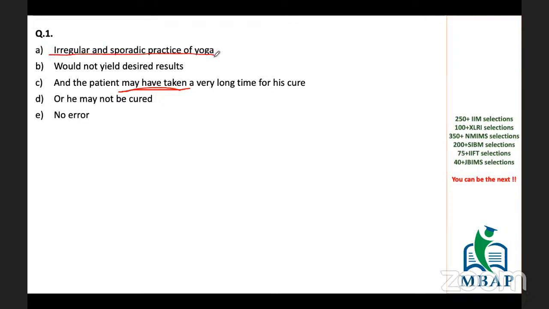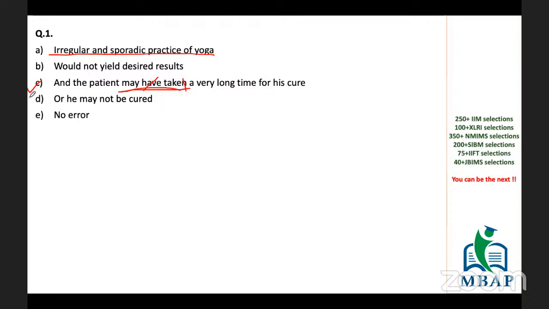We want to say you need to be regular if you want to yield the desired result. Otherwise, you may take a very long time. So "may have taken" is an absolute distortion of the meaning of the passage. It provides us with the wrong meaning, and moreover it is grammatically not making sense. The correct one will be "may take". "Have" should not be there, neither the past participle form of the word. So my correct answer is C, which has an error. Grammatically my sentence C is incorrect and hence becomes my answer. Clear to everyone? If you have any question, you can ask it.